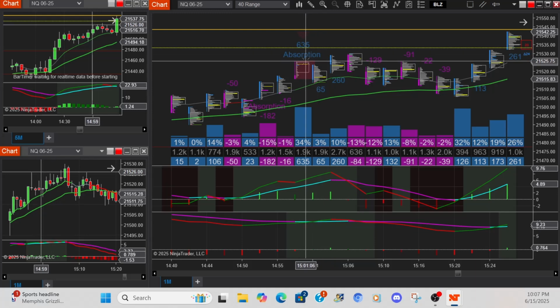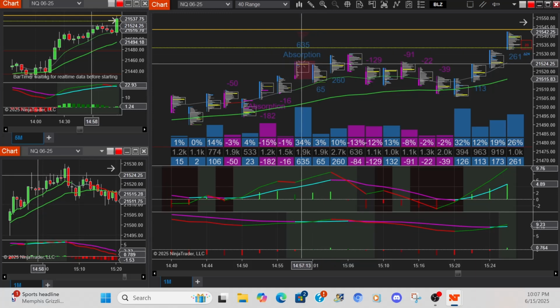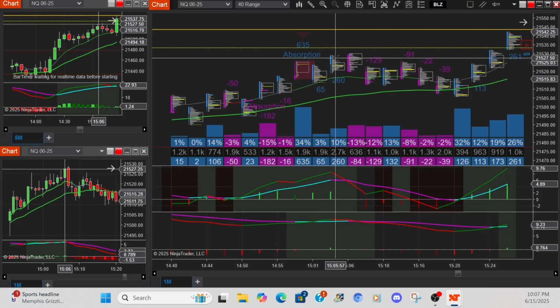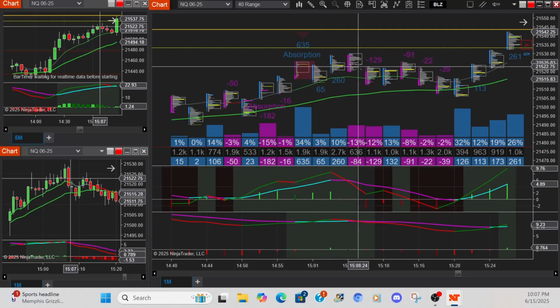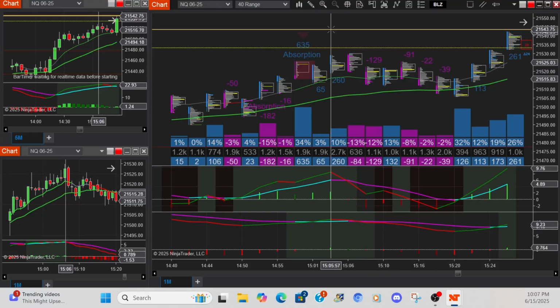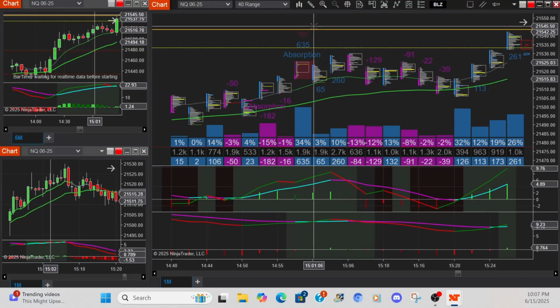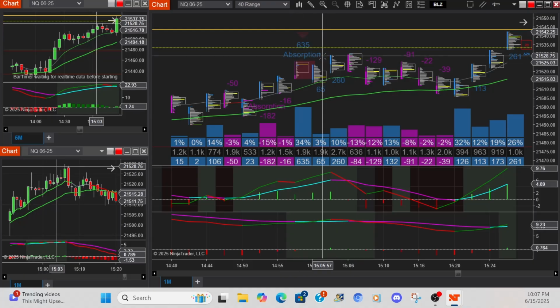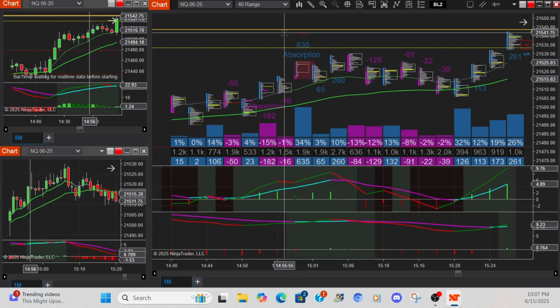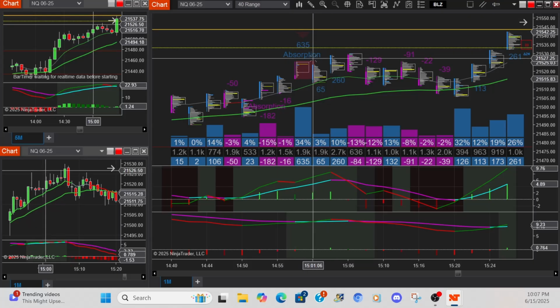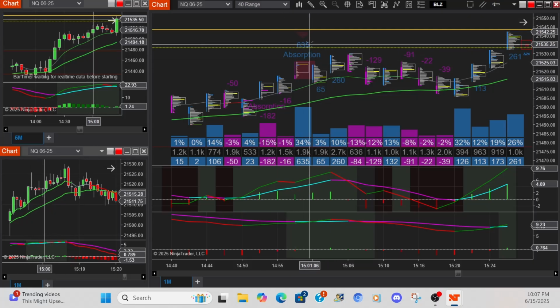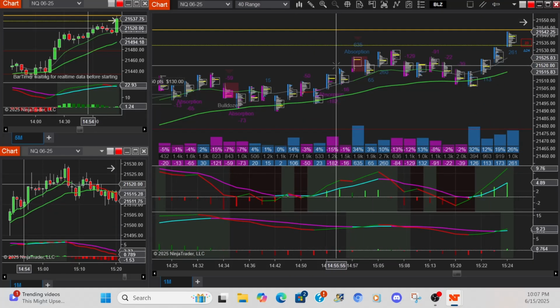Somebody sat here taking up everything that was here, and you want to make sure that they are done getting their orders filled before you move up. This is why order flow is important. Seeing things like this gives you a hint like, okay, we have some work to get through before we can go any further.